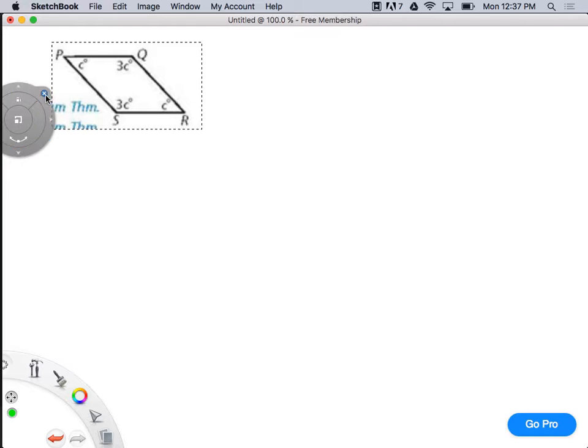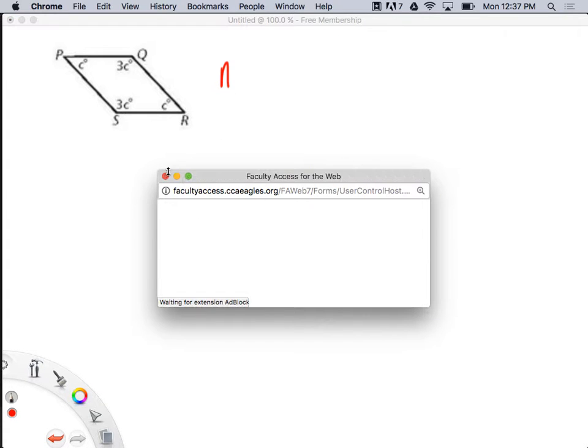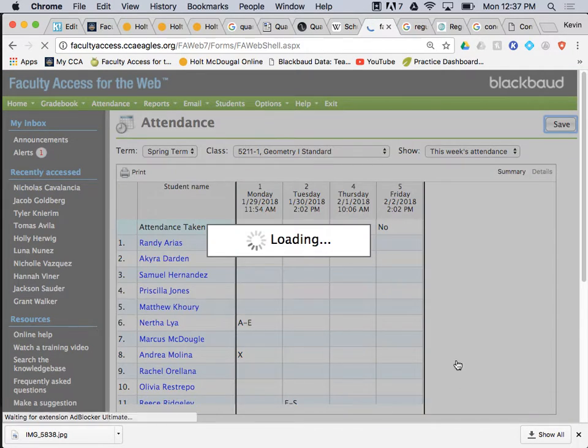I say, here's my polygon, and I say solve for C. What kind of angles are all of those angles that are marked as C? Interior or exterior? Interior. They're all on the inside, so they're interior angles. How many sides do I have? 4. So N is equal to 4.